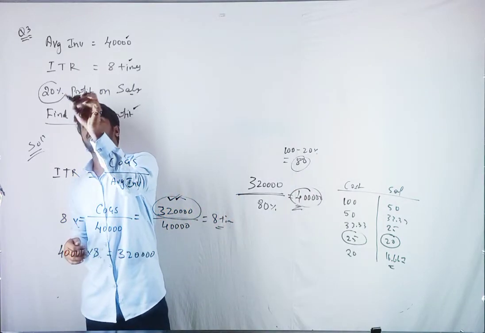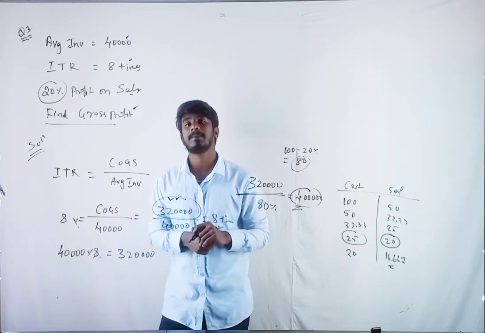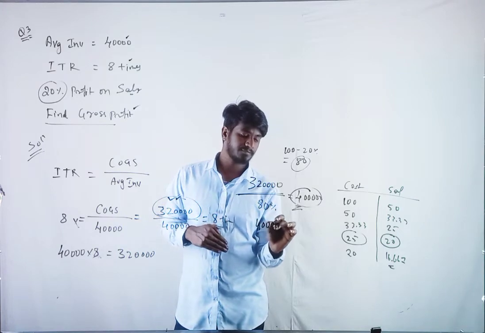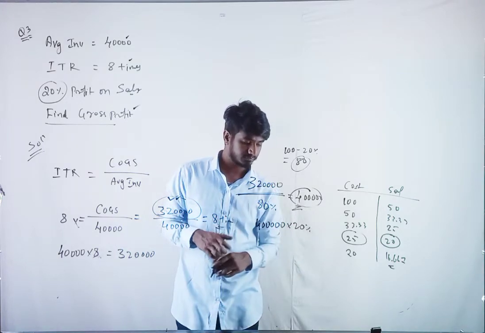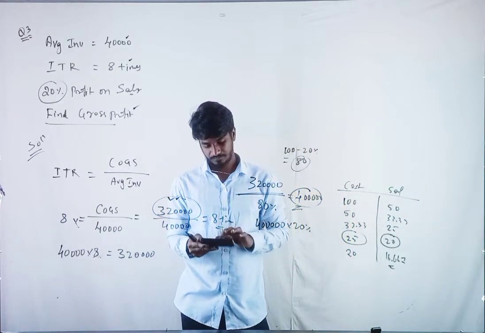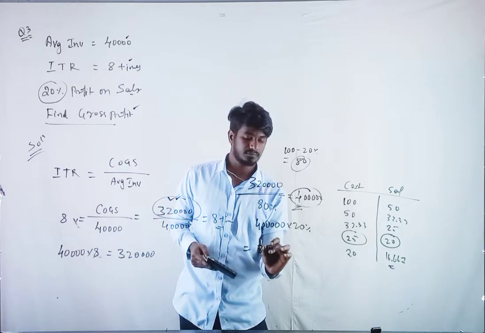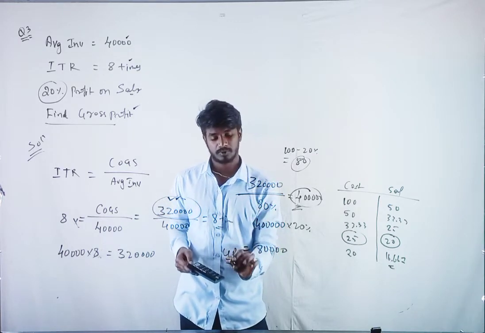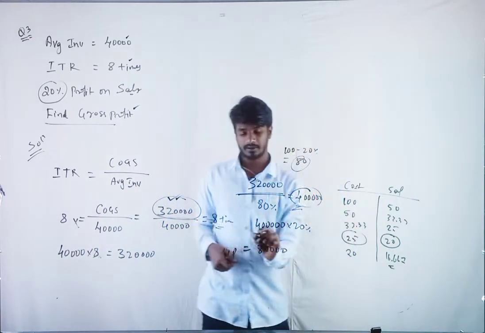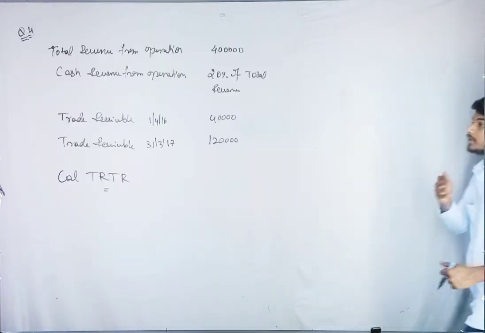Out of that, if they are keeping 20% margin, how much does it come out? 4 lakh into 20% comes out 80,000 gross profit. 80,000 gross profit. The question is done. You can take down.